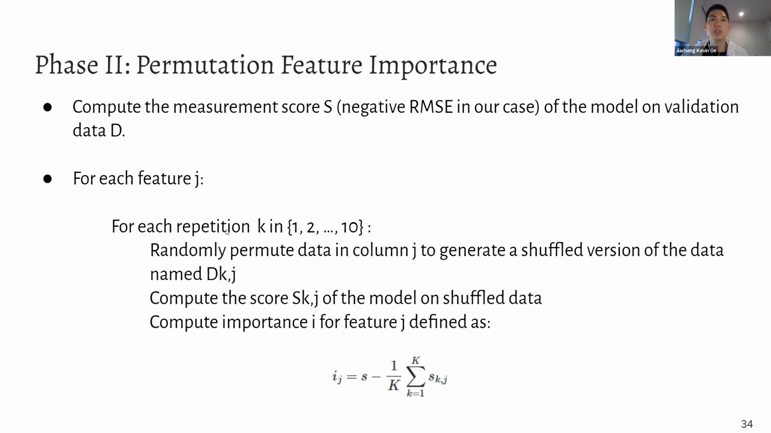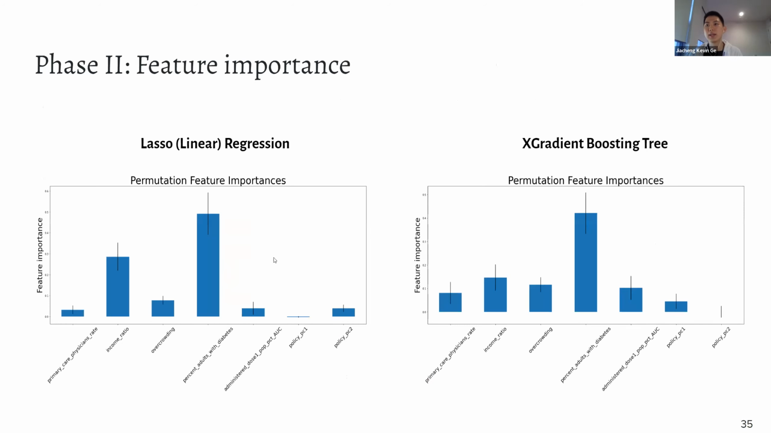And we do this 10 times for each feature. And we average the permutation feature importance scores and normalize them. Here are the 2 permutation feature importance bar plots. According to both models, regression and tree-based models, percentage of adults with diabetes and income ratio are the top two most important features. The higher the percentage of adults with diabetes, the higher the income ratio, the higher the excess deaths.